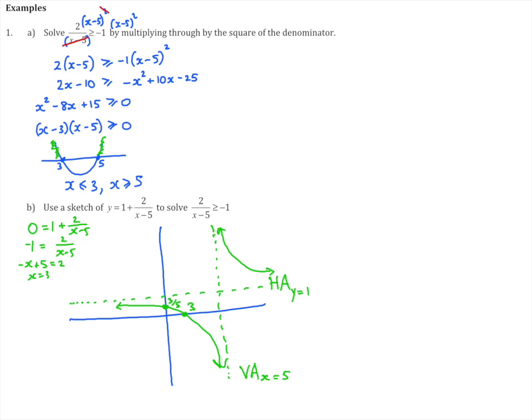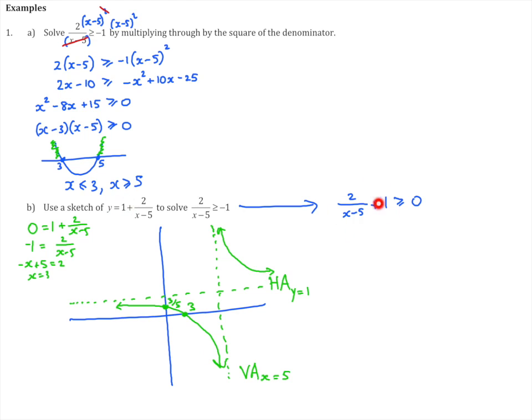Now, how am I going to use this sketch to solve this question here? Well, if I look at this question, if I rearrange it, it says 2 over x take 5 plus 1 is greater than or equal to 0. Now, I just graphed 2 over x take 5 plus 1. That's what this green graph is.